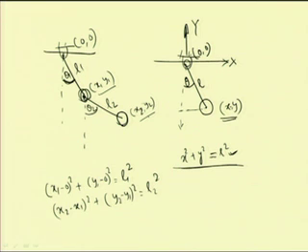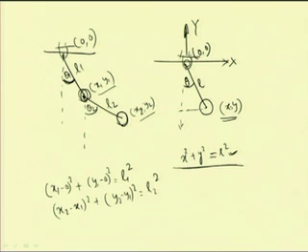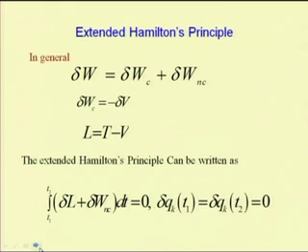So, generalized coordinates are the minimum number of coordinates required to express the position of the system. Here theta 1 and theta 2 are the generalized coordinates. So, representing the generalized coordinates by q k, we can write this Hamilton principle using generalized coordinates.